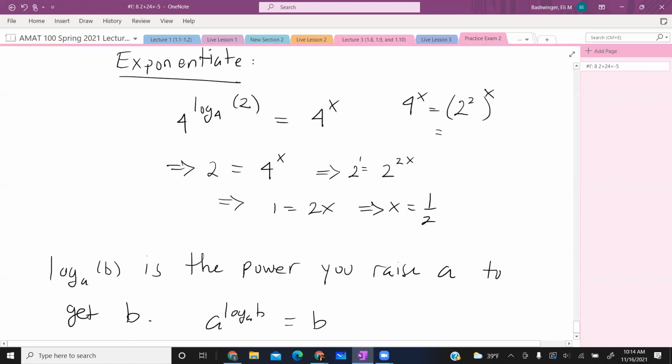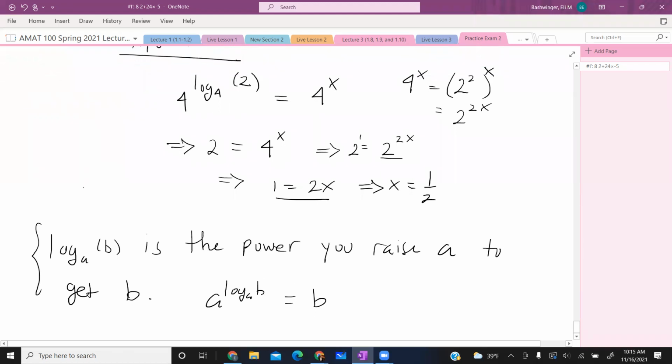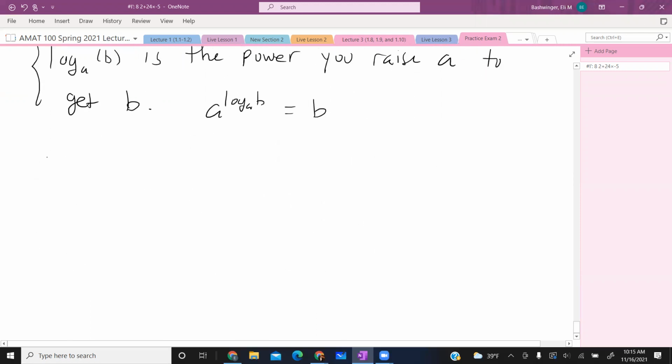But remember, when you raise a power to a power, you just multiply the powers. That's how I got this right here. And then we have 2 to the first power is equal to 2 to the 2x power. And then by injectivity, we can say those powers are the same, and then we just solve for x. So either way will get you the answer. You can either go back to the definition of a logarithm, and answer that question of which power you need to raise a to get b, or you can just exponentiate. And I think exponentiating is easier. So that's number 9 part A.